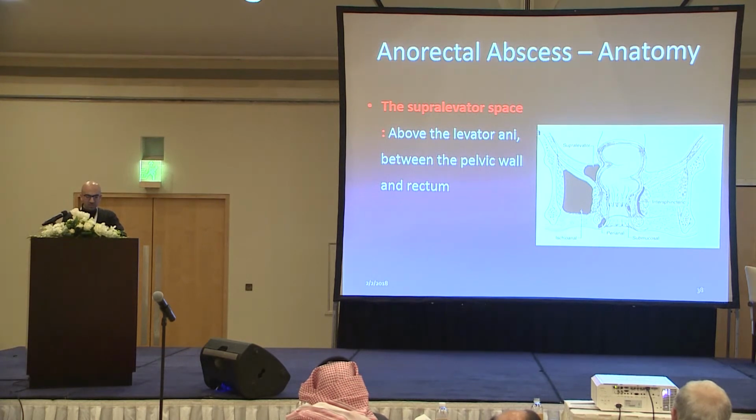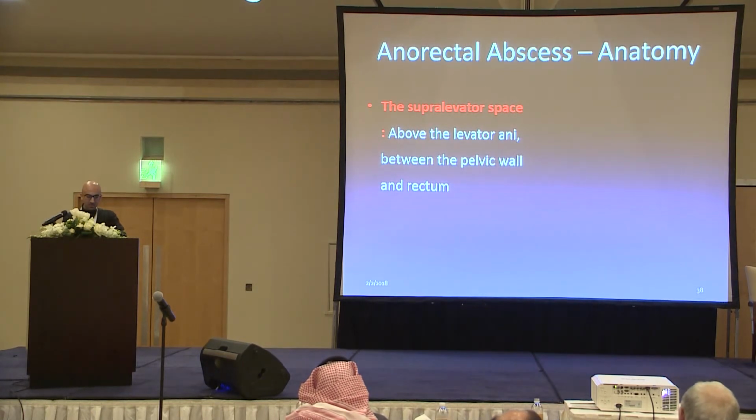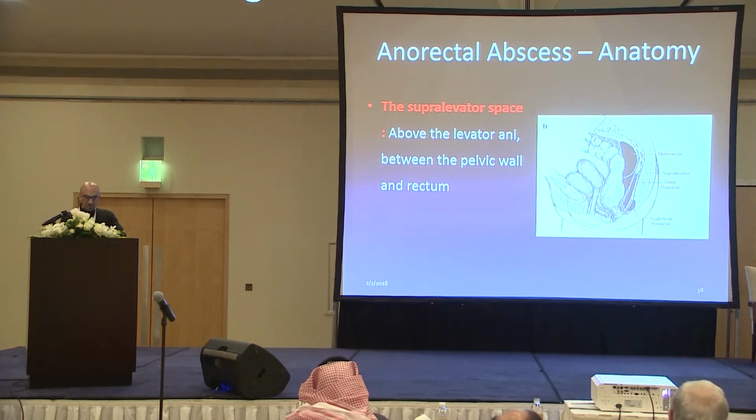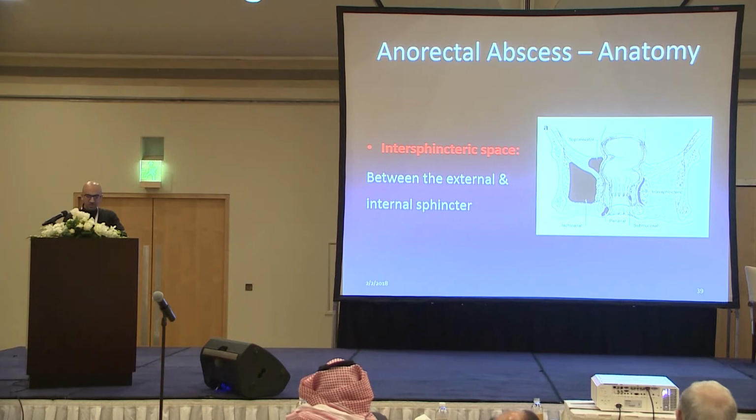The supralevator space, which is located above the levator muscle and close to the rectal wall. And this is a different figure showing how deep the supralevator space is in relation to the other spaces. The intersphincteric space, which is the space between the internal sphincter and the external sphincter muscle.